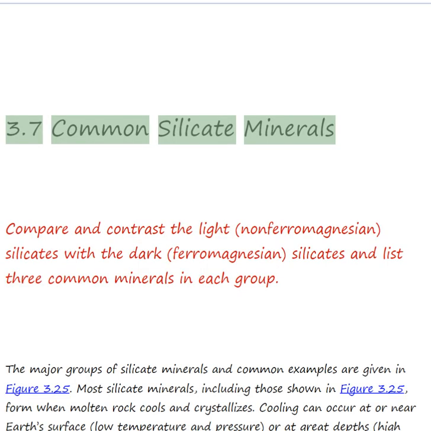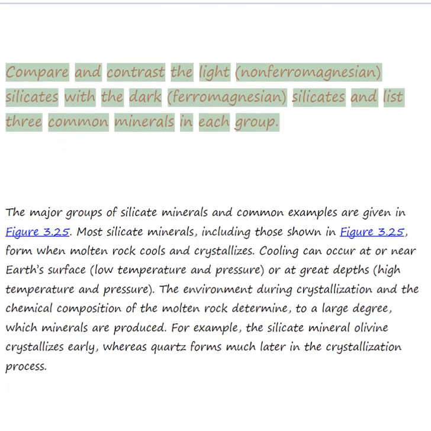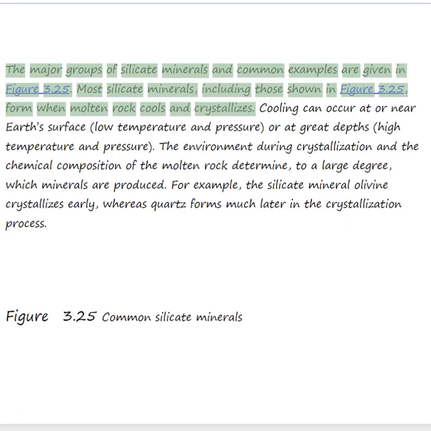3.7 Common silicate minerals. Compare and contrast the light silicates with the dark silicates and list 3 common minerals in each group. The major groups of silicate minerals and common examples are given in Figure 3.25. Most silicate minerals, including those shown in Figure 3.25, form when molten rock cools and crystallizes.